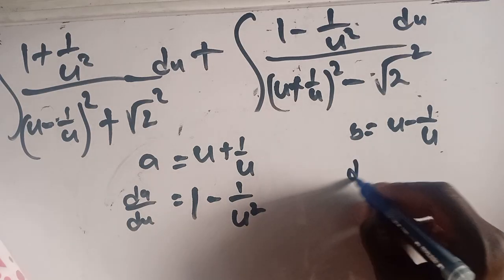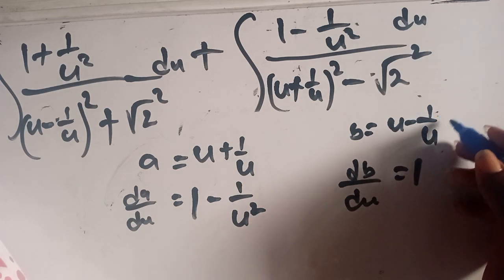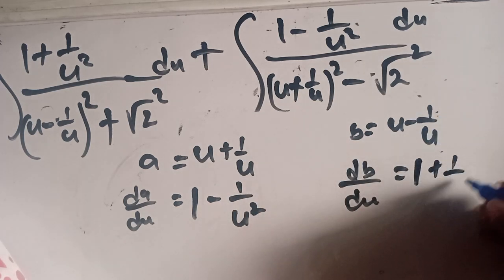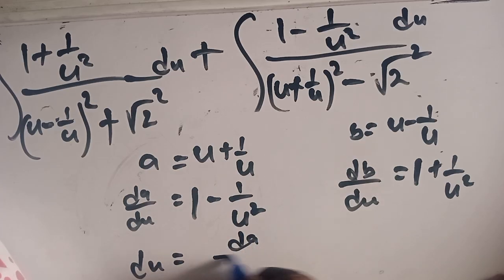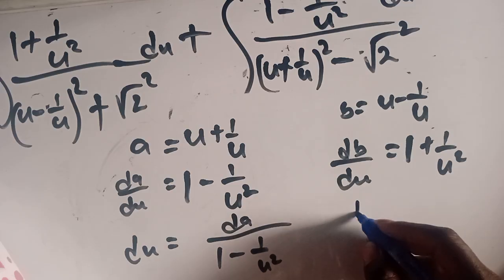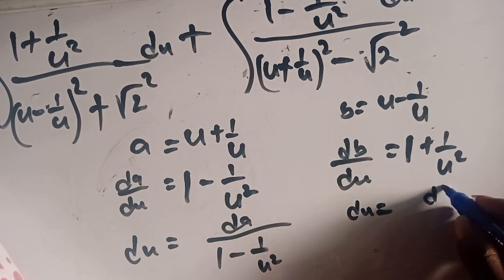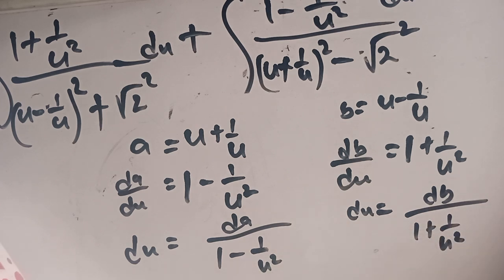Do we get? So db over du, this one will give me 1. If I differentiate 1 over u, I will get minus 1 over u square, times minus, plus 1 over u square. Now let's make du the subject of the formula. That means du equals dA over 1 minus 1 over u square. Here, making du the subject will give you dB over 1 plus 1 over u square.